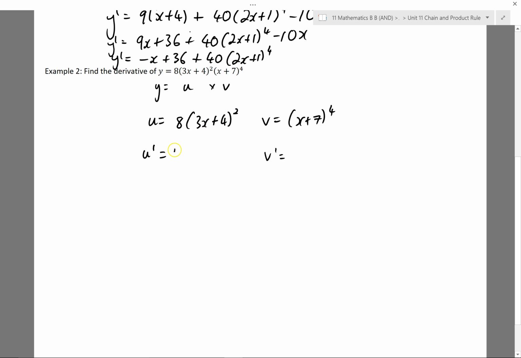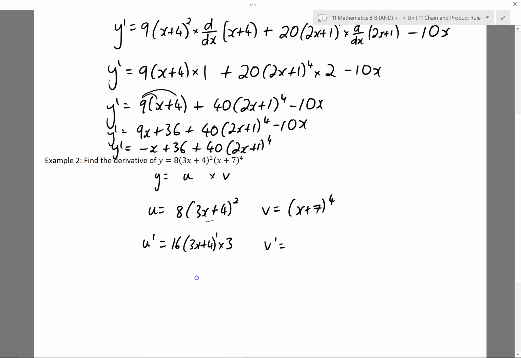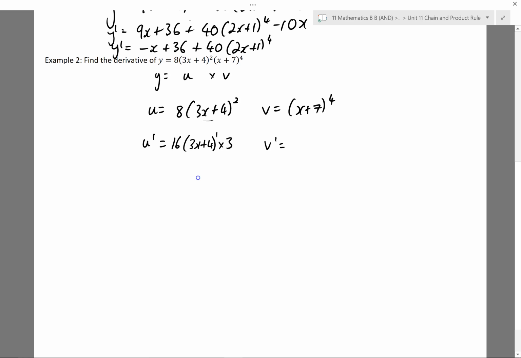The derivative of u will be 16, so 2 times 8, 16, (3x plus 4), reduce the power by 1, so it's just the power 1, and multiply by the derivative of what's inside here, which is just 3. So as you get more comfortable with these, it's not completely necessary that you write the d/dx of 3x plus 4, but you can if you want.